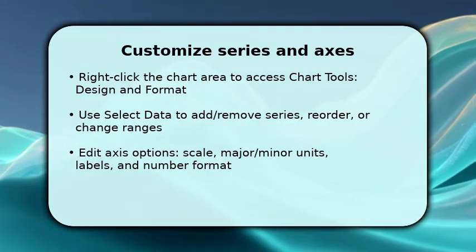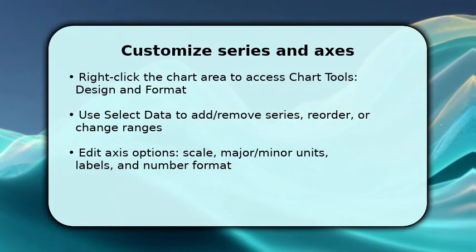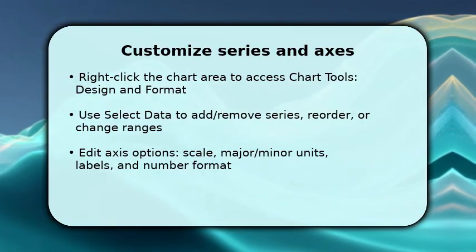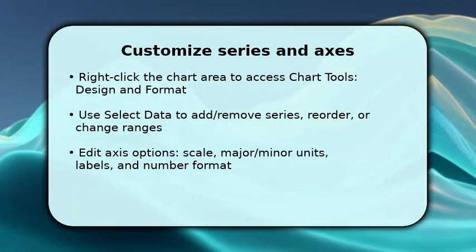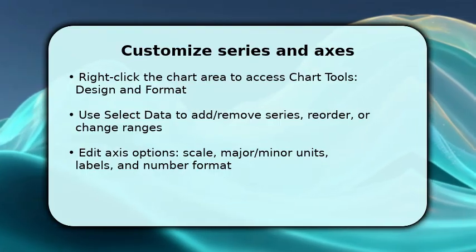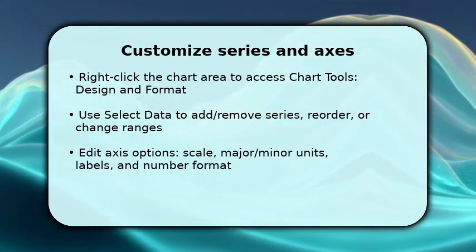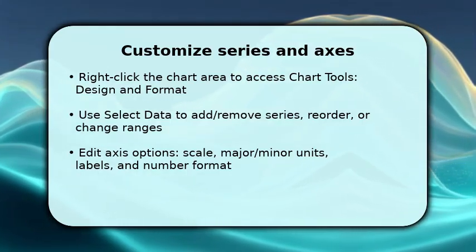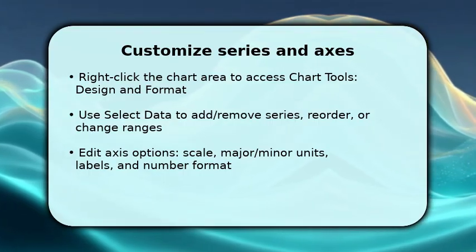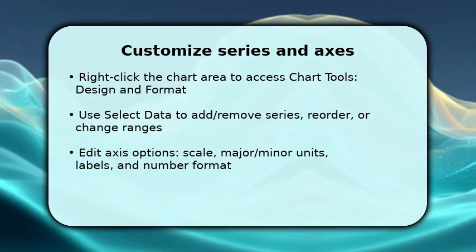Select data to add or remove series, change ranges, or reorder lines so your primary series appears on top. For axis control, open Format Axis to set bounds, major and minor units, and number format so values read clearly. This reduces misinterpretation. You can also apply quick layouts or styles for consistent color and legend placement.